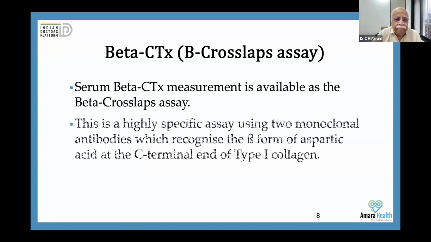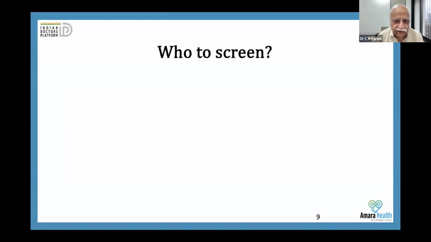That's the lab name. It is a highly specific assay that uses two monoclonal antibodies which recognize the beta form of aspartic acid at the C-terminal end of type 1 collagen. Let's not remember the beta form of aspartic acid. Let's just remember collagen. Collagen is important for bone formation. So the beta crosslap assay measures that. Monoclonal antibodies measure that.